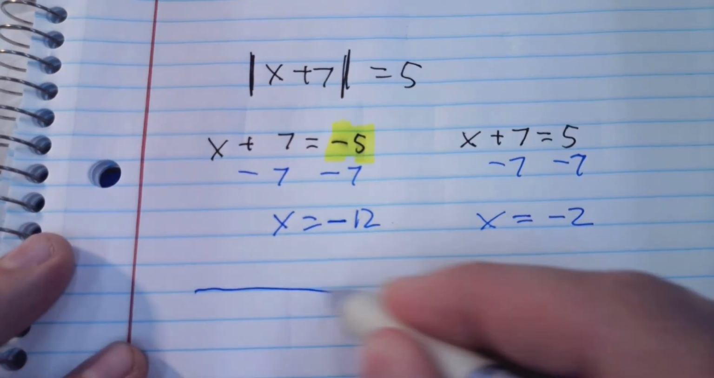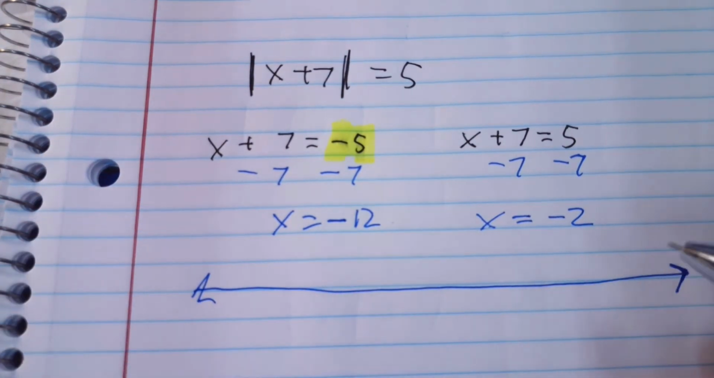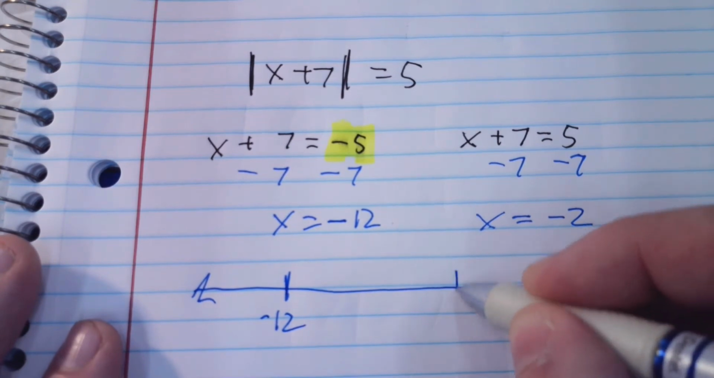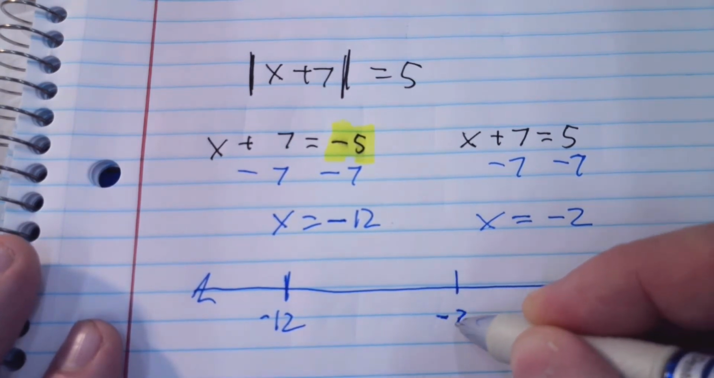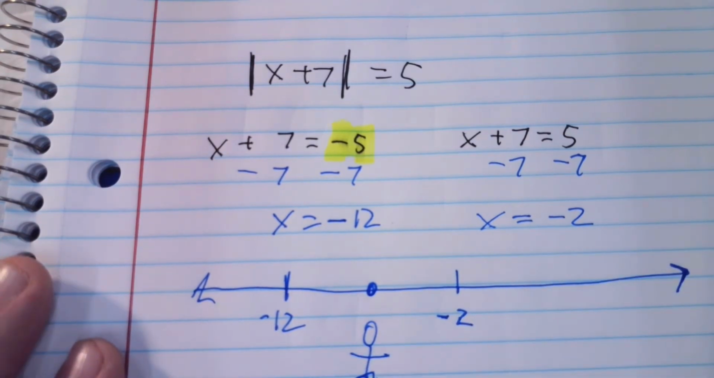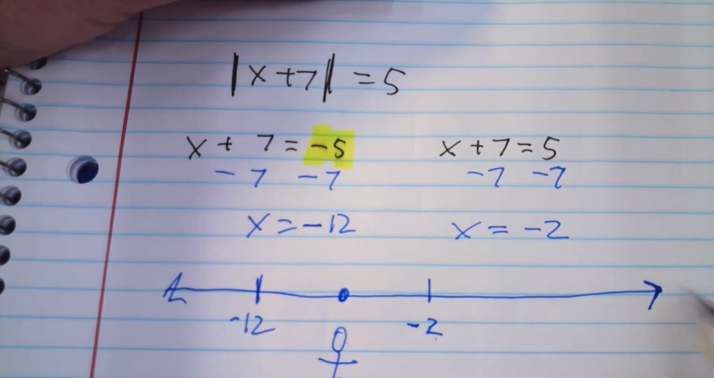So if we had a number line here, we basically would have like negative 12, and we'd have negative 2, and your starting point would be the guy right here. Okay? So he walked the same distance both ways. He walked from here to here, from here to here. That's how it works. We're not going to have to do the graphing part. We're only going to have to do this part.